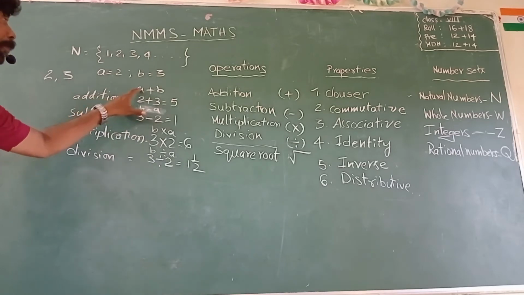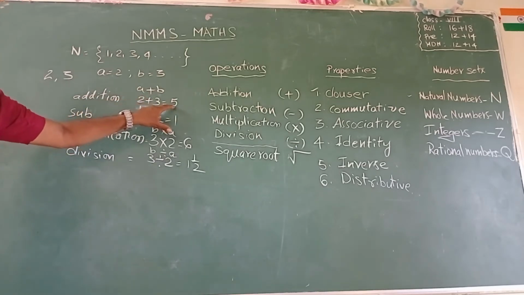a plus b, 2 plus 3, 5 came. Is 5 a natural number or not? Tell me.